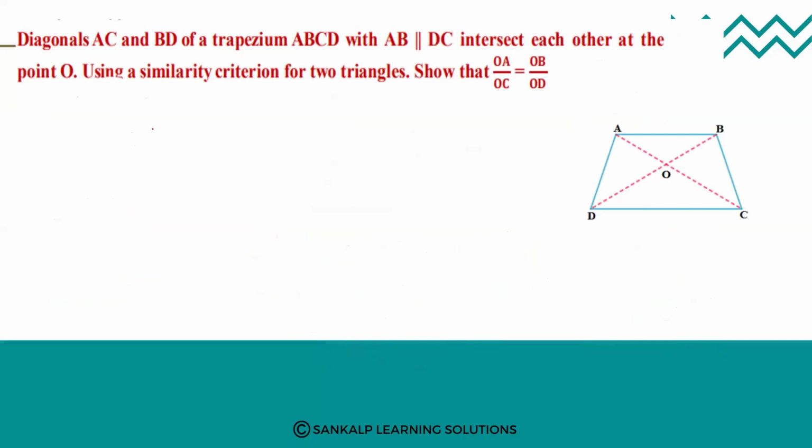Diagonals AC and BD of a trapezium ABCD with AB parallel to DC intersect each other at point O. Using a similarity criterion for two triangles, show that OA divided by OC is equal to OB divided by OD. So here one trapezium is there. We call that trapezium ABCD, and here AC and BD are diagonals, and those two diagonals will intersect at a point O.